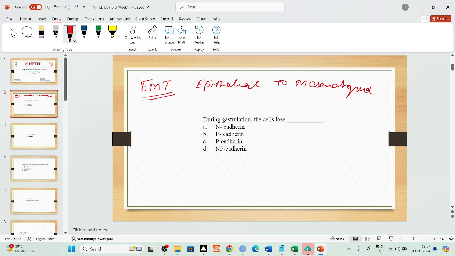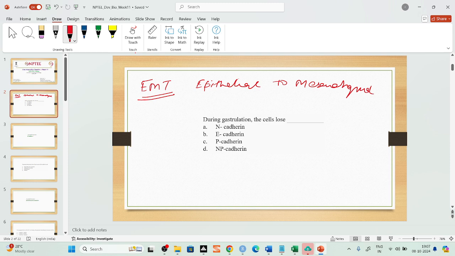You should understand that cadherins in general are involved in cell to cell adhesion. That means the joining of two cells with each other, the adhesive property, is facilitated with the help of cadherins.